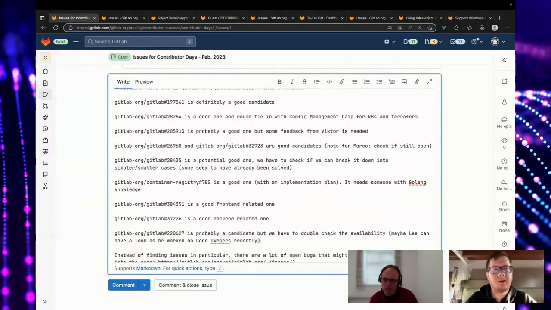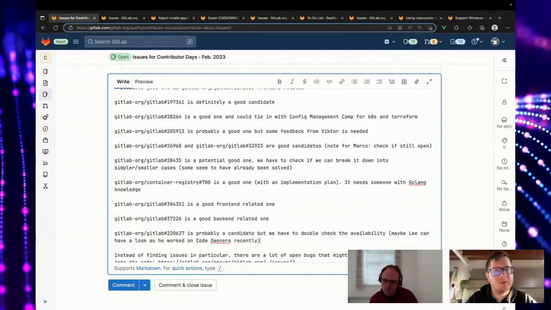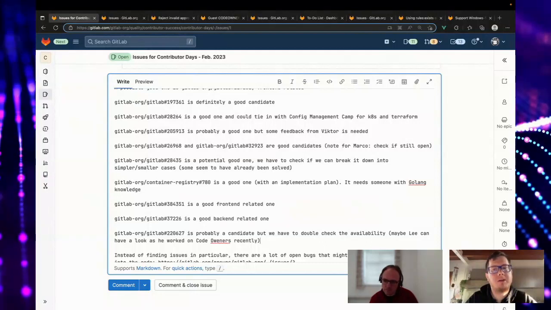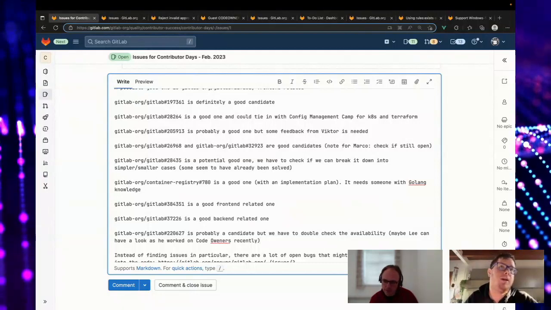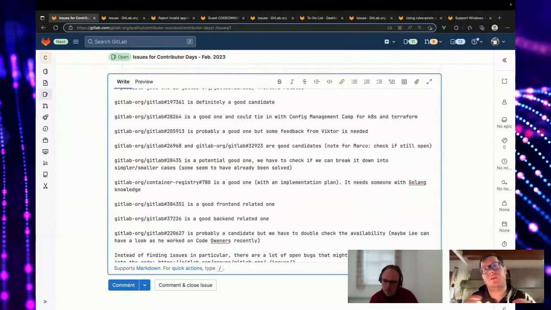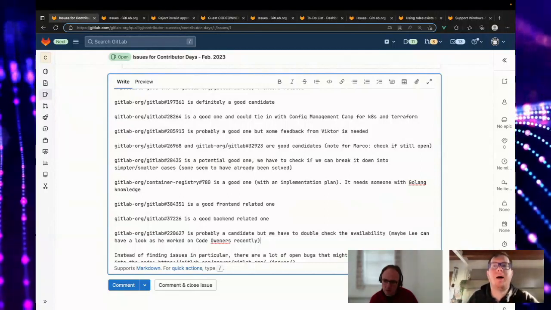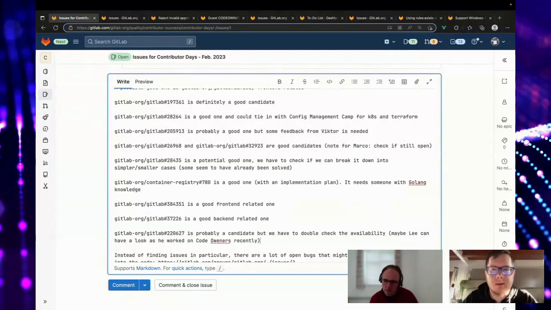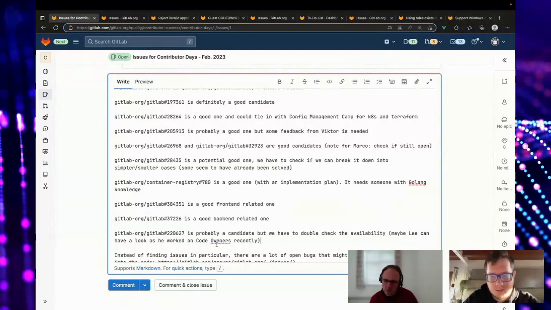Yeah, that's definitely something that we might have to do, because based on the background of someone, it would be useless to propose a backend MR to someone that never worked on backend.